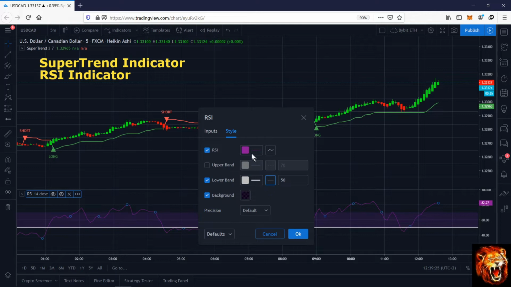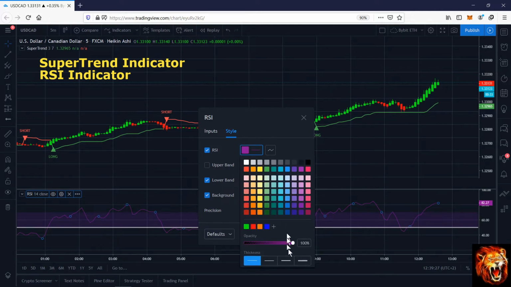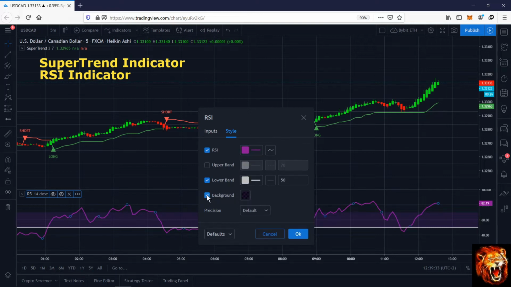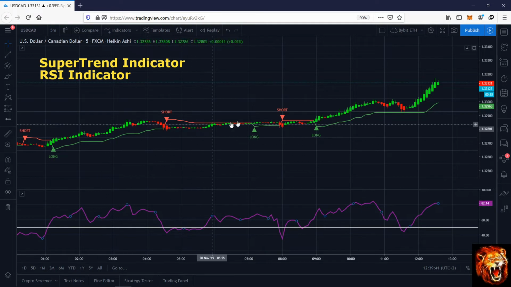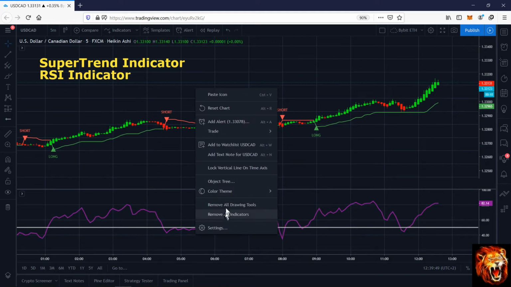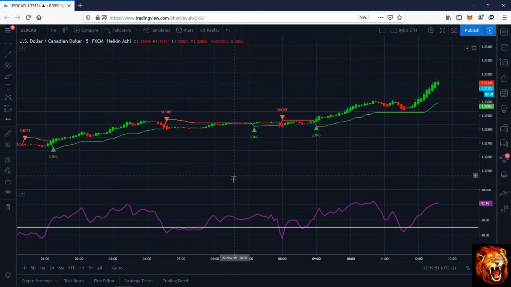Maybe the RSI, I will just make it thicker, just so it's easier for us to follow in this video. And then you can remove the background. Click OK. So that's your setup. You've got your Supertrend indicator plotted onto your chart over there, and you've got your RSI plotted beneath. Let me remove these over here. Remove all drawing tools.